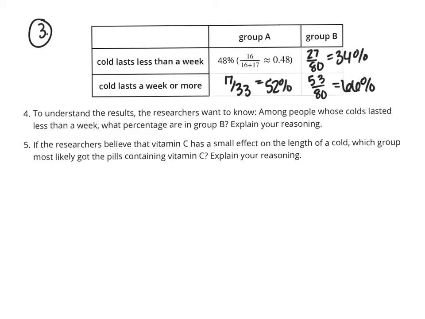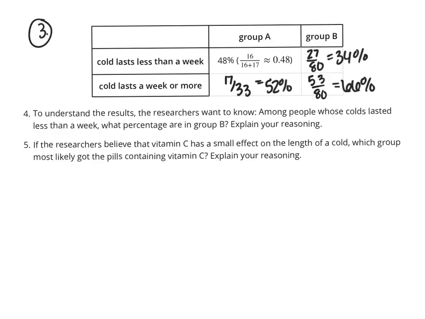So in order to understand the results, the researchers want to know, among people whose colds lasted less than a week, what percentage are in group B? Explain your reasoning. Well, the answer would be 63%, since that second table that we drew shows the percentage of people with shorter or longer colds in each group. That's the one we would use.